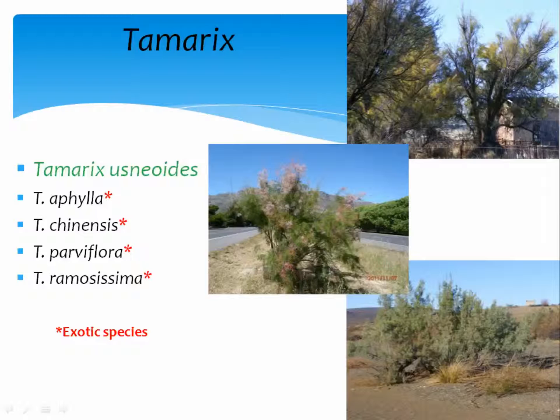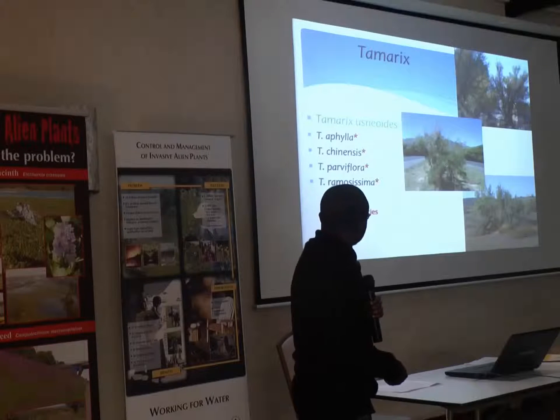There we've got a picture of one of the Tamarix ramosissima that I sampled in the Free State. And then here, this is a picture of Tamarix ramosissima in Cape Town. Then there we've got a Tamarix usneoides in the Northern Cape. And then in South Africa, we've got these 5 species that have been reported, of which only one is indigenous.